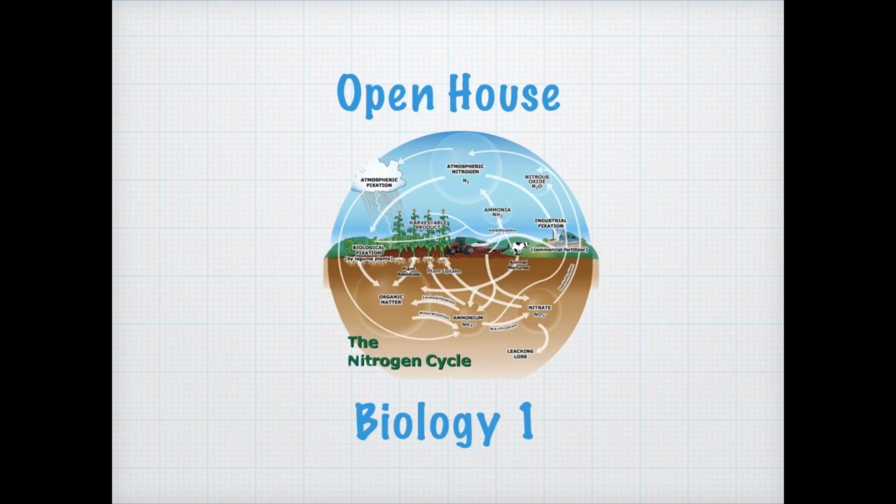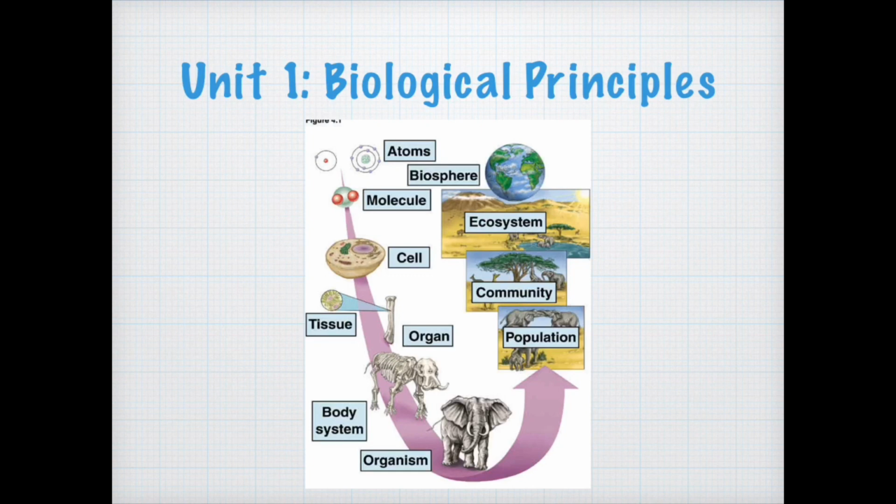Now, let's take a look at some of the units that we will discuss in Biology 1. We begin Biology 1 with our first unit, Biological Principles. Biological principles include things like water properties, what makes water so special and why is it essential for life, since biology is, after all, the study of life. And we also take a look at how the living world is organized, starting with atoms and working our way all the way up to the entire planet.